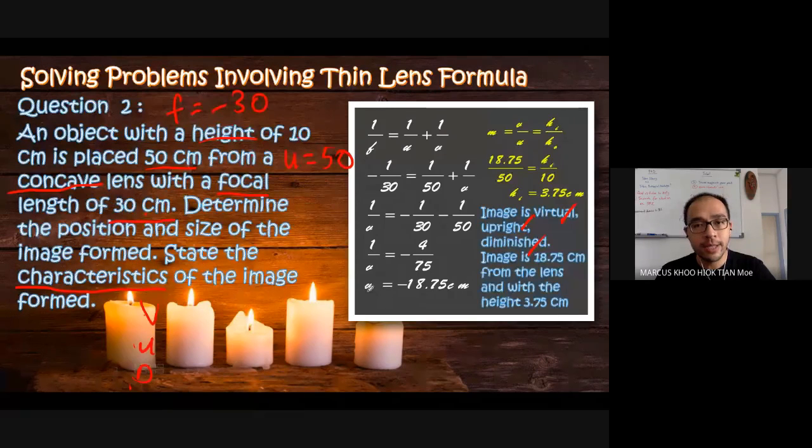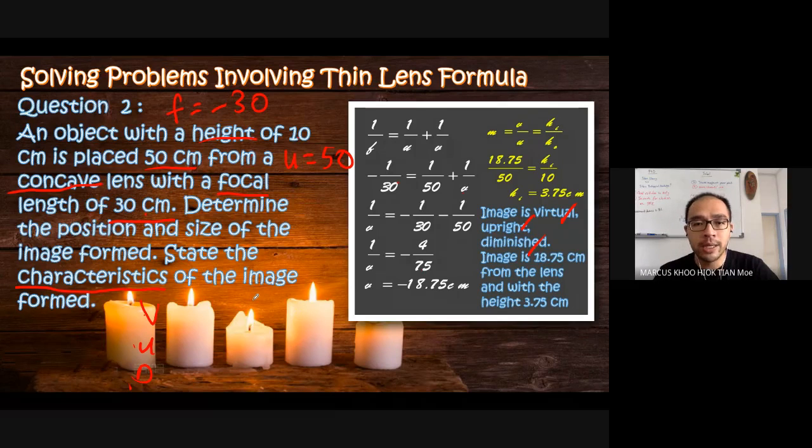So let's substitute everything in. 1 over negative 30 equals 1 over 50 plus 1 over V. So I bring the 1 over 50 across. So I get negative 1 over 30 minus 1 over 50. Bila saya kira ini, saya akan dapat negative 4 over 75.